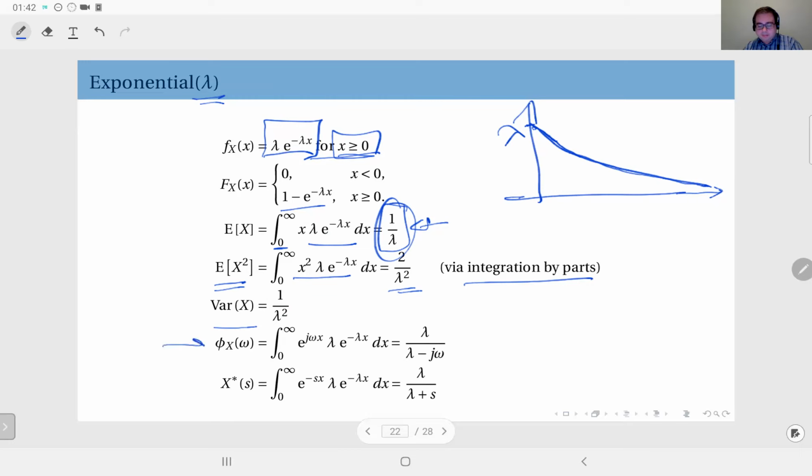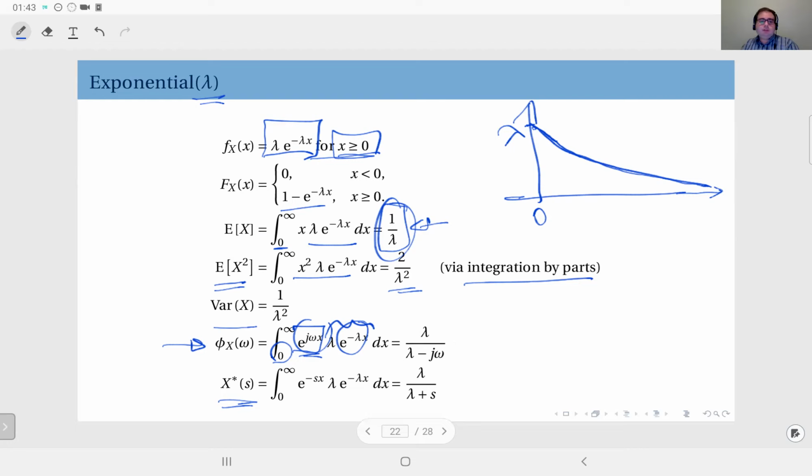And finally, here I give the characteristic function of the exponential distribution, computed by this integral from 0 to infinity. It starts from 0 because, well, the distribution is non-zero only in this interval. E to the power j omega x times this is the PDF. Integrate this. Again, you have an exponential term here, so you can merge these two. I'm not going to do it, but this is a very, very simple integral, and the result is lambda over lambda minus j omega.